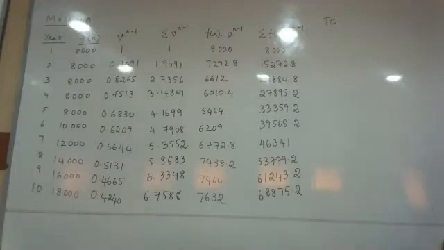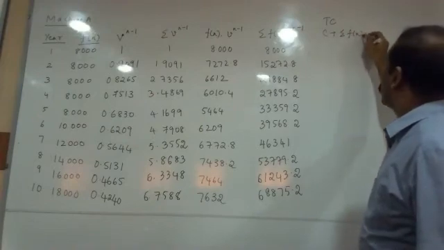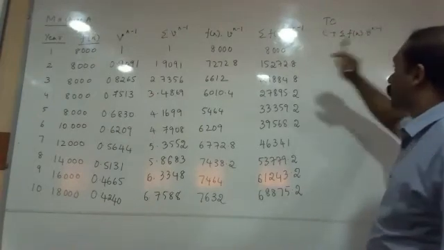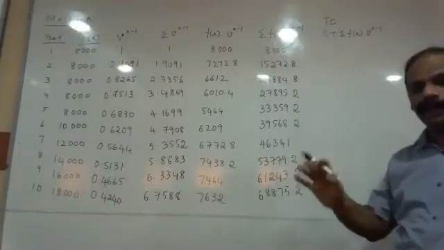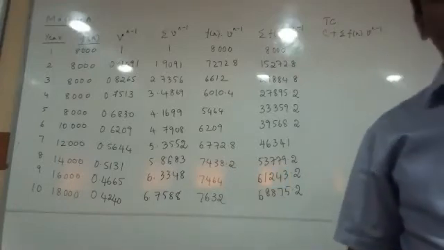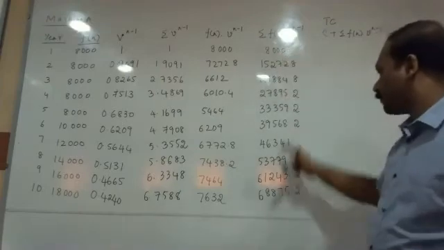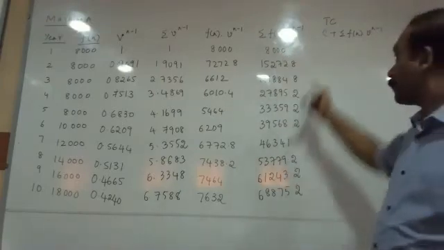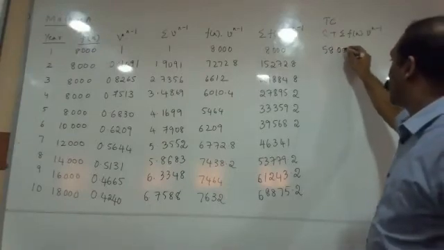C plus summation f of n into v to the power of n minus 1. So this column has to be added with the cost of equipment. What is the cost of equipment in this question for machine A? How much is it? 50,000. For every value, 50,000 should be added to it. So that will become your total cost. So the first value becomes 58,000.